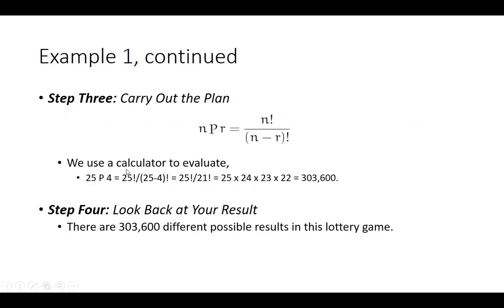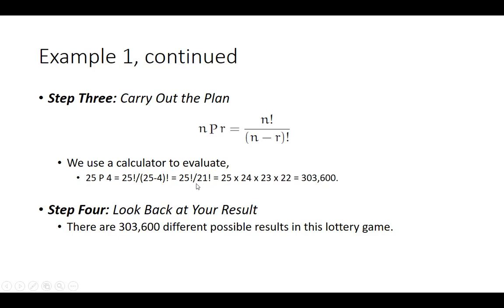Let's carry out the plan. In this case, our nPr would be 25P4. In other words, there's 25 total options, and we're picking 4 where order matters. Plugging it into the function, that would be 25 factorial on top, 25 minus 4 factorial on the bottom. And if we simplify that, we get 25 factorial over 21 factorial.